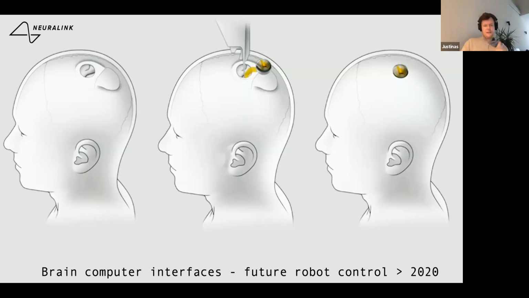So we should really count that in as a very desired interface and command control center of the future.